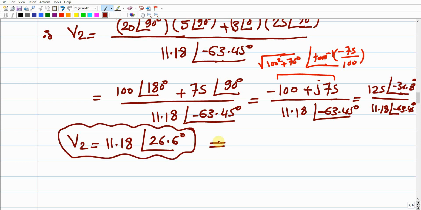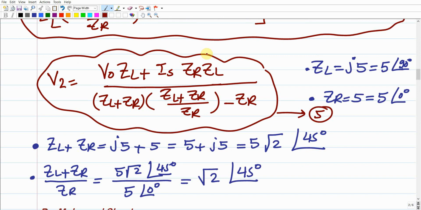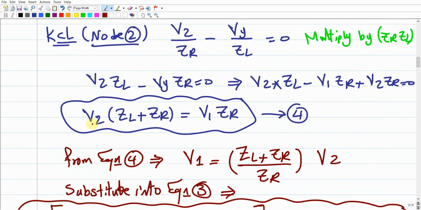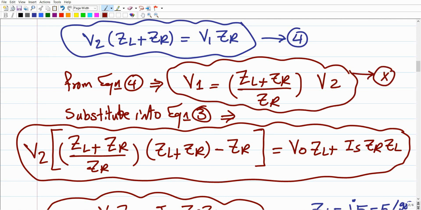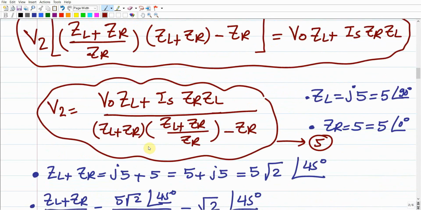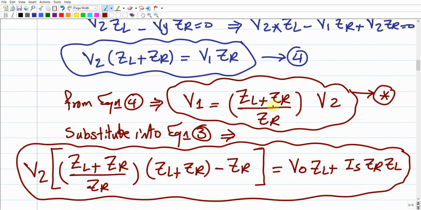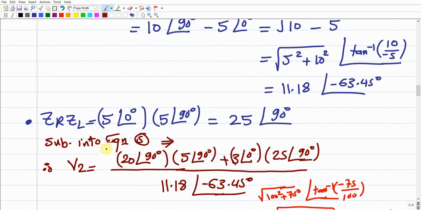Now this is one of the phasors. Now to find V1, we have to substitute into an equation. Let us call it equation star, which is this equation here, the expression we already defined before. So how much is V1 in terms of V2? We got V2, so if we plug it into this expression star, we end up with V1, and this is what we are going to do. We have to multiply the V2 that we just got by ZRL plus ZR divided by ZR, and this term we already got as square root of 2 angle 45 degrees. So this is what we are going to do.